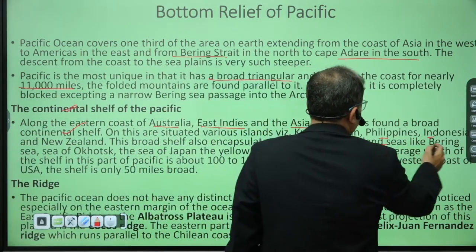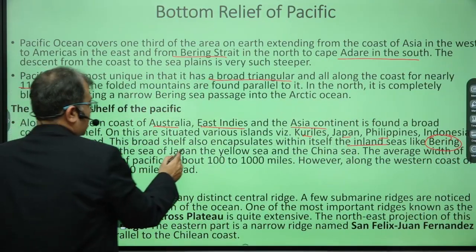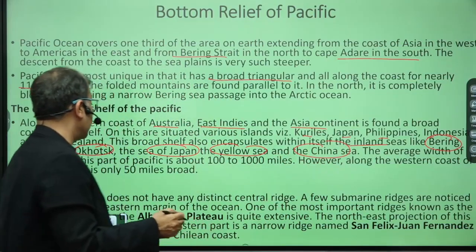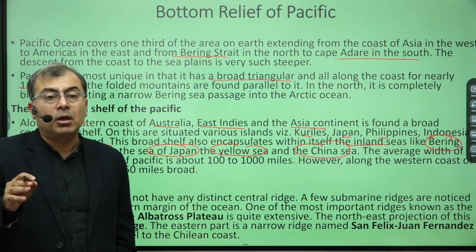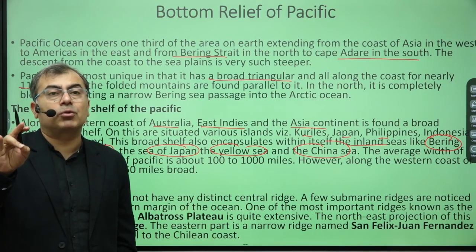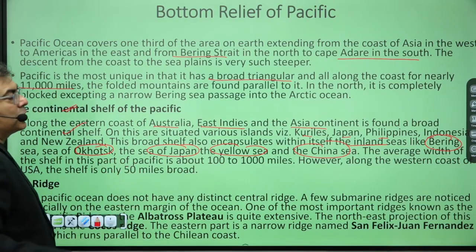So इसी पर inland sea भी है. Remember Bering Sea, Okhotsk Sea, Sea of Japan, Yellow Sea and China Sea. They are all on that. And if you have looked at the Indonesian archipelago, you will find Banda Sea, Sulu Sea, Java Sea, Flores Sea. I hope you have had a look at that. वो सारे sea इसी shelf में हैं.